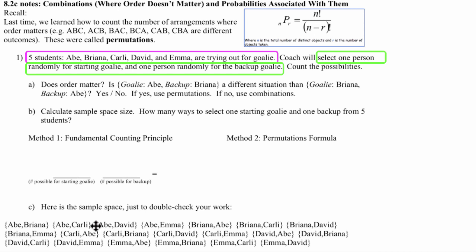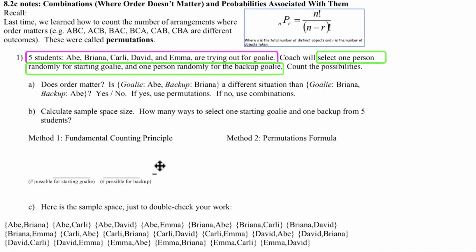So first, the question we ask ourselves is, does order matter? You could just try it in your head. If Abe is the goalie and Brianna is the backup, is that a different situation than Brianna being the goalie and Abe being the backup? Is AB different than BA? If so, yes, we use permutations. If no, we use combinations. In this case, it is yes, so we could use the permutations formula.